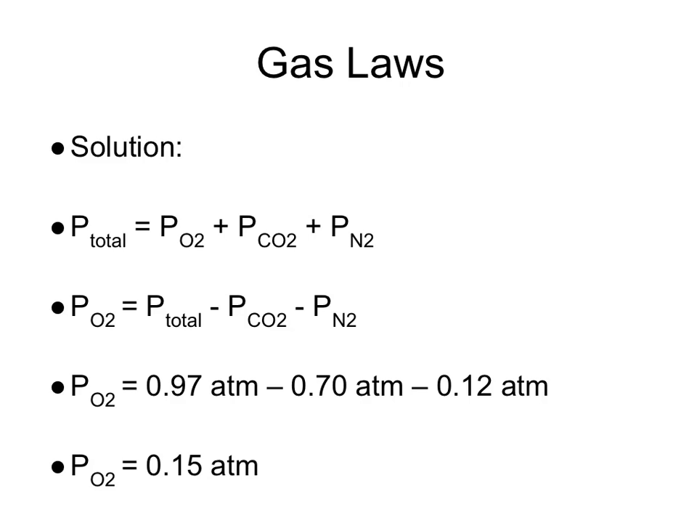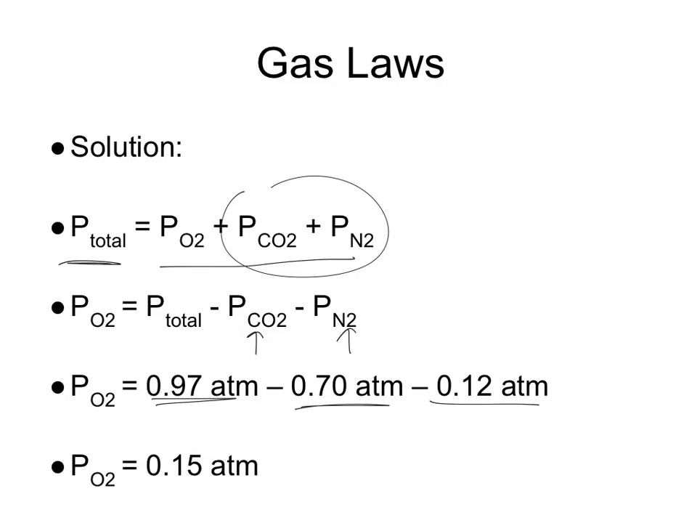And so this is just showing you that again. We know that the 3 gases have to add up to the total. So if we rearrange that equation, we subtract these 2 gases, right, the total minus the CO2 minus the nitrogen, and then we plug in the numbers we have, the total, the CO2, and the nitrogen, we get the partial pressure of the oxygen.